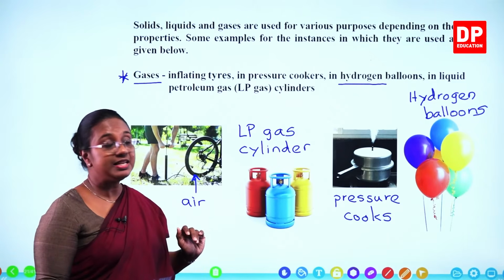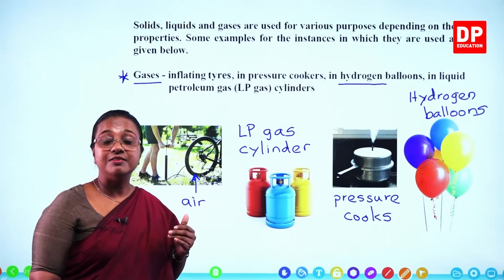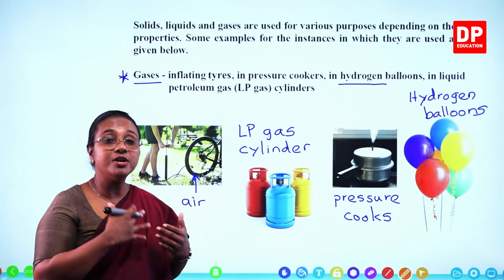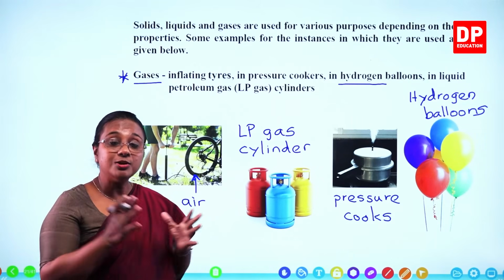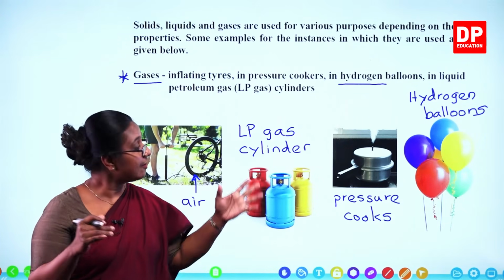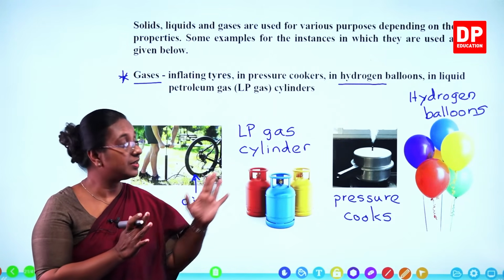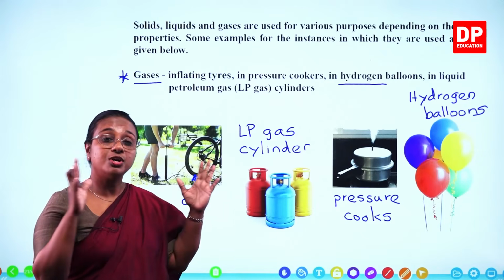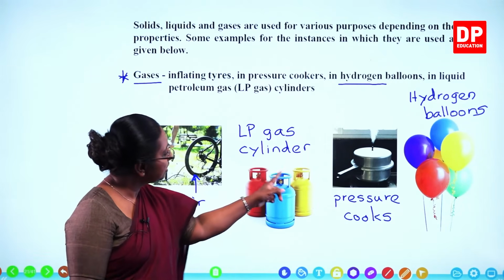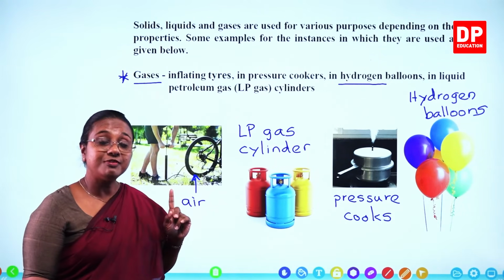Same goes for the cylinder, and there also, even in the balloon, as you keep on inflating the balloon, the volume can increase and the shape will change. So there air takes up the shape of the container as well as occupies the full space. Here you can see the compressibility of gases.